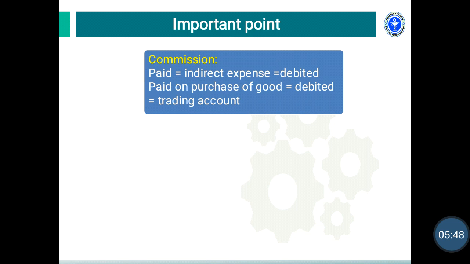Next point is commission. To increase sales, agents are appointed on a commission basis, and the commission is paid. It is nothing but an indirect expense, and that's why it gets debited to profit and loss account, while the commission paid on a purchase of goods is debited to a trading account.